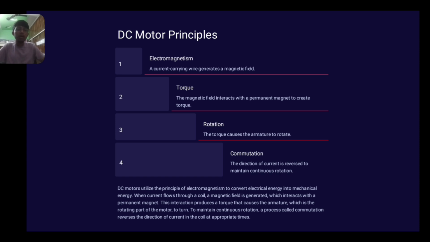DC motors utilize the principle of electromagnetism to convert electrical energy into mechanical energy. When current flows through a coil, a magnetic field is generated which interacts with a permanent magnet. The interaction produces a torque. This causes the armature, which is the rotating part of a motor, to turn. To maintain a continuous rotation, a process called commutation reverses the direction of the current in the coil at appropriate times.